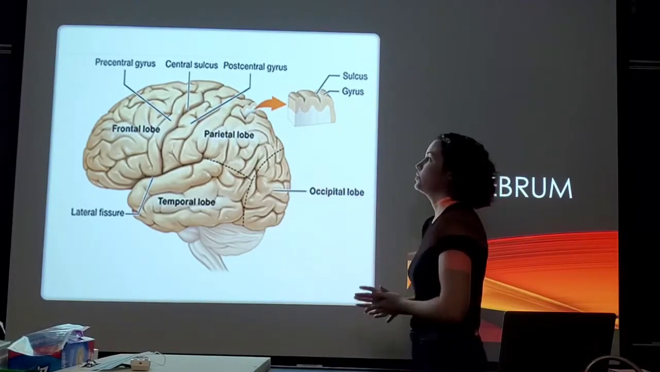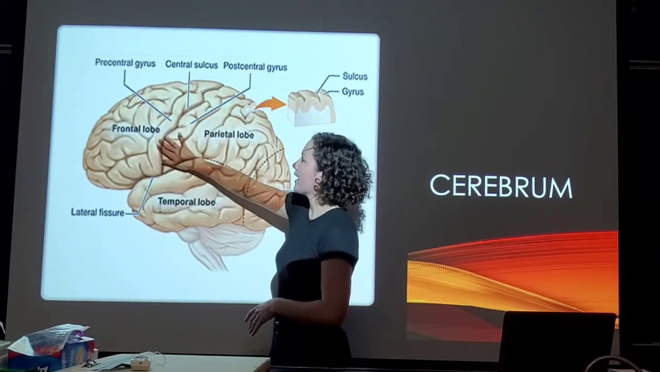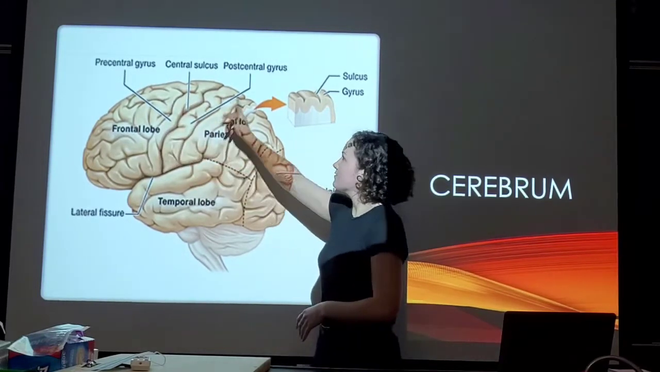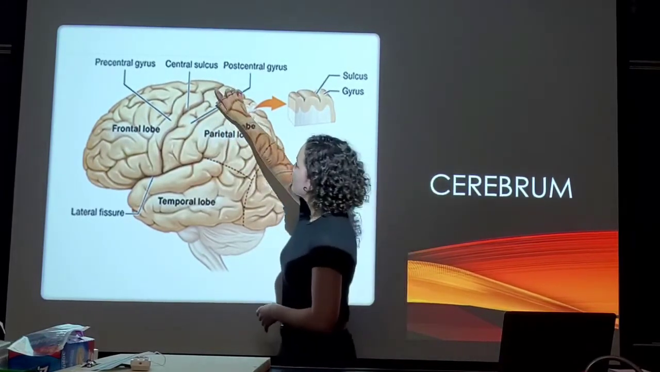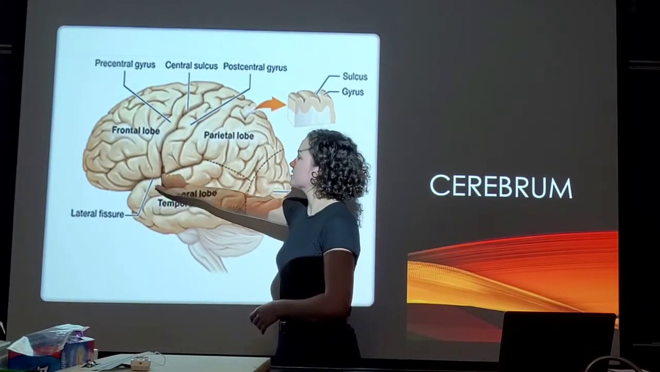On the frontal lobe, we have what's called a precentral gyrus, okay? So that nice bulge here. And then we have a central sulcus. So that nice ridge right after the precentral gyrus, okay?